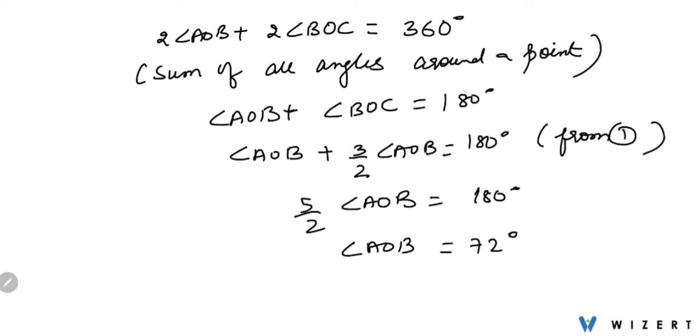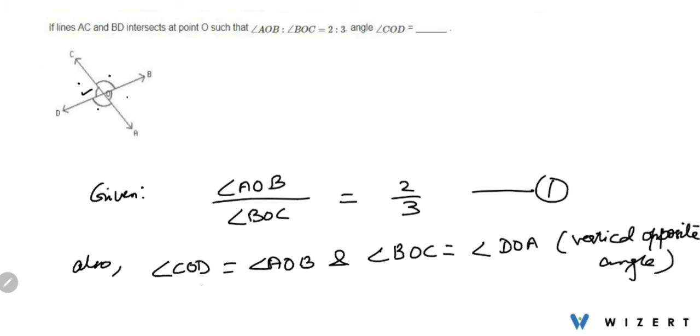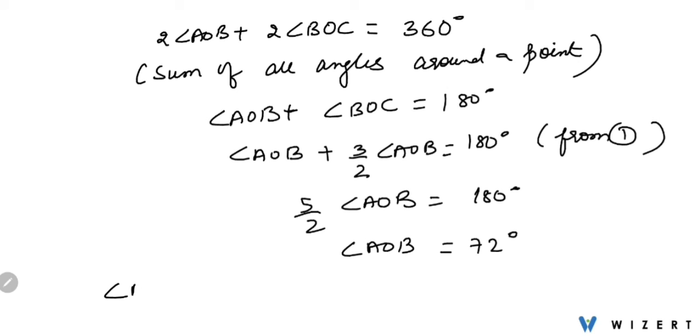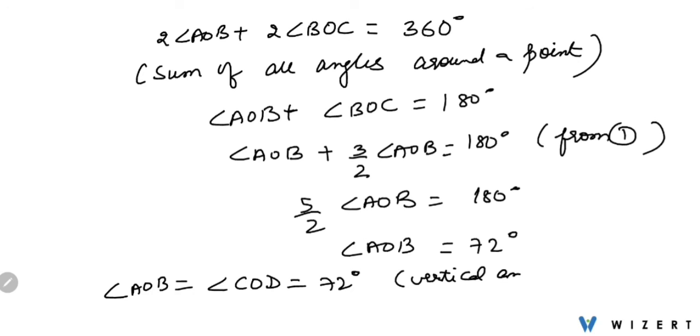So now we know that angle AOB is equal to angle COD because these are vertical opposite angles, and this is what we have to find out. So from here we can say that angle AOB is equal to angle COD is equal to 72 degrees because these are vertical angles. So we have obtained angle COD as 72 degrees. So this is our answer.